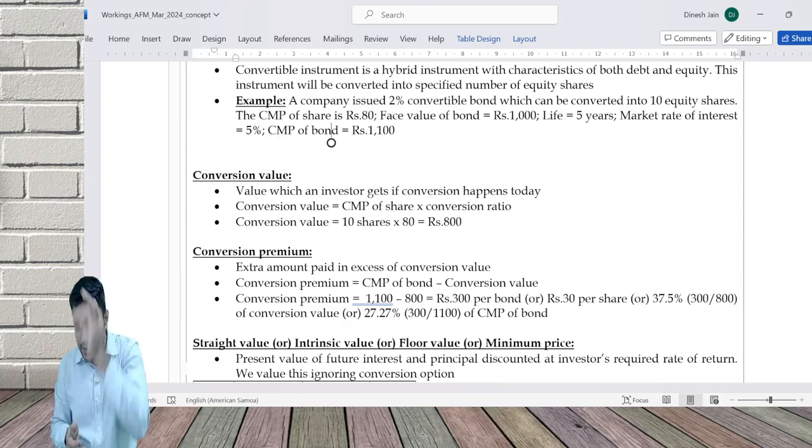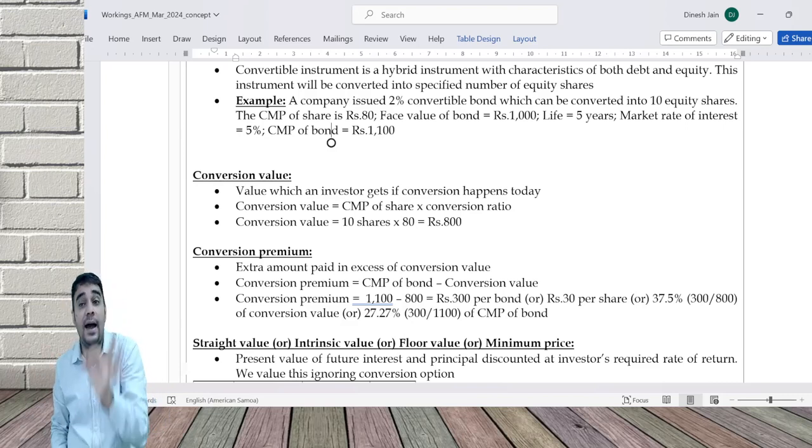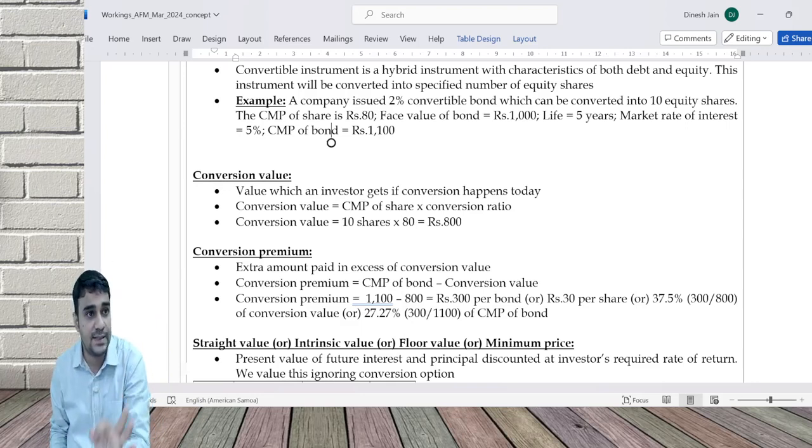Conversion, if it happens today, should give me 1100 rather than giving me 800. If it gives me 800, why will I do conversion? I will not do conversion. If it gives me 1100, I am indifferent or at parity. And if you give me more than 1100, I'm very happy. So conversion parity price refers to the minimum price at which I will exercise conversion.